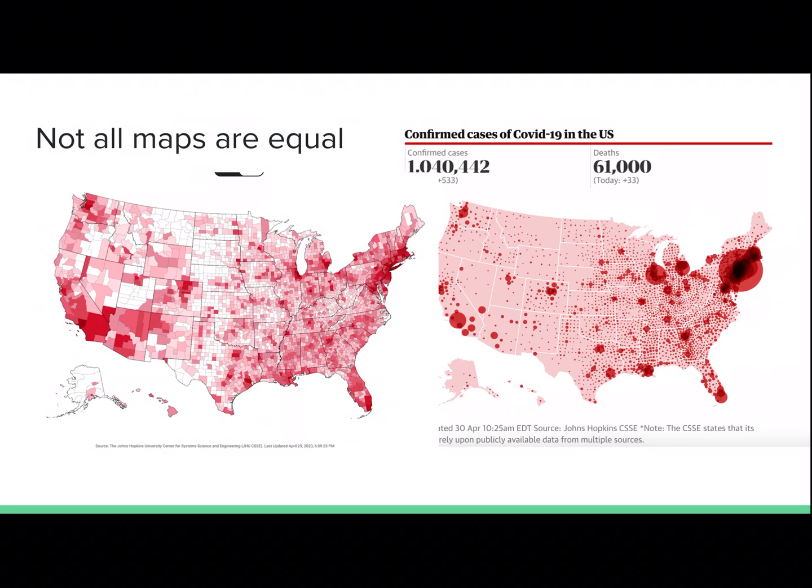And not all maps are equal, all right? When we look at maps, we really want to understand what we're reading here, okay?